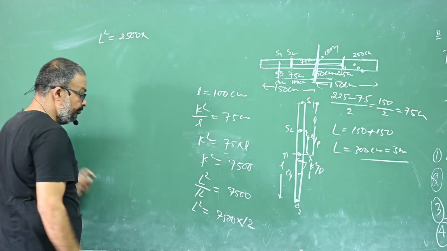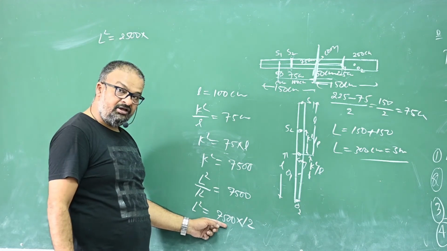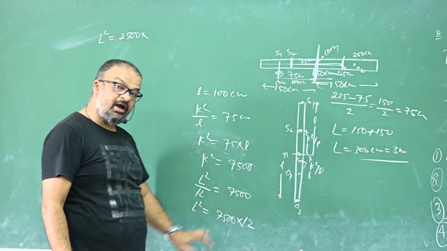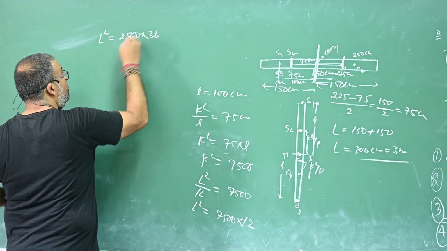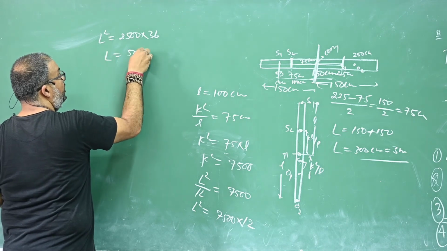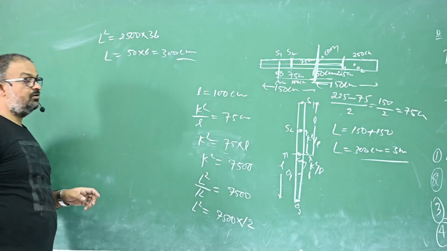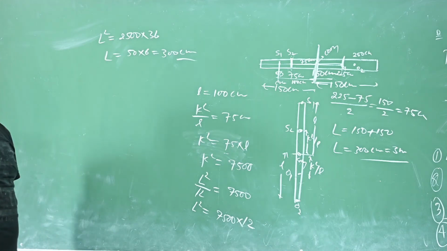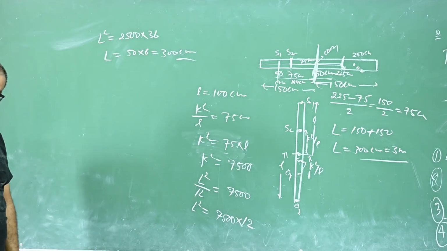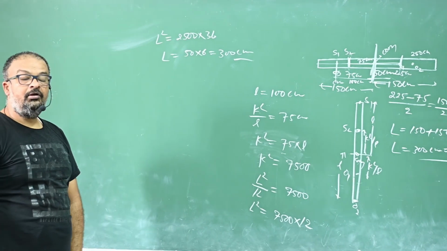Now, it can be written as L square equals to 2500 multiplied by 3 is 7500. So 3 is multiplied by 12. So this is 36. So L is equals to how much? 50 into 6. That is 300 centimeter. So length of the rod is again 300 centimeter. That means 3 meters. We have got the length of rod.